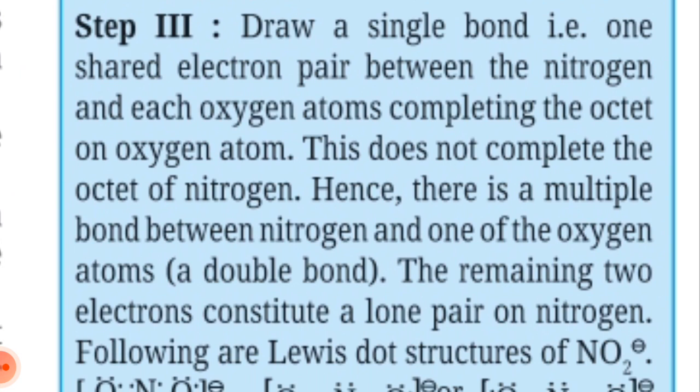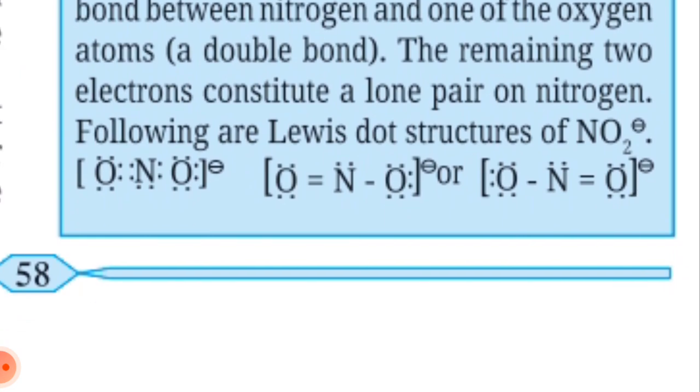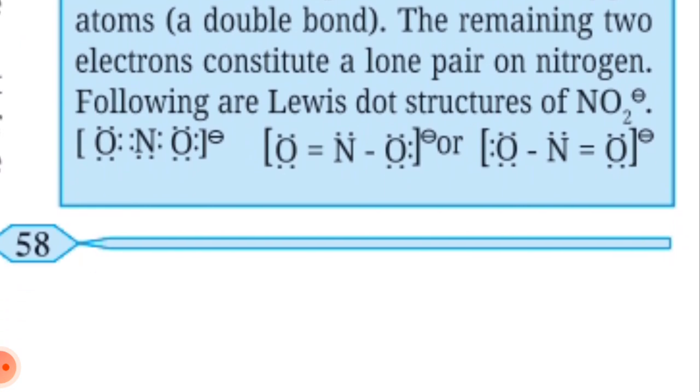This does not complete the octet of nitrogen, hence there is a multiple bond between nitrogen and one of the oxygen atoms, a double bond. The remaining two electrons constitute a lone pair on nitrogen. Following is our Lewis dot structure of NO2 minus: O double bond N single bond O minus, and O minus single bond N double bond O.